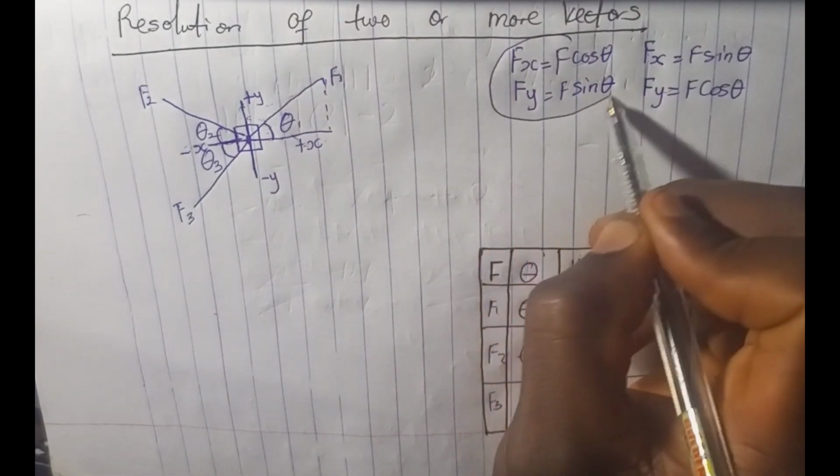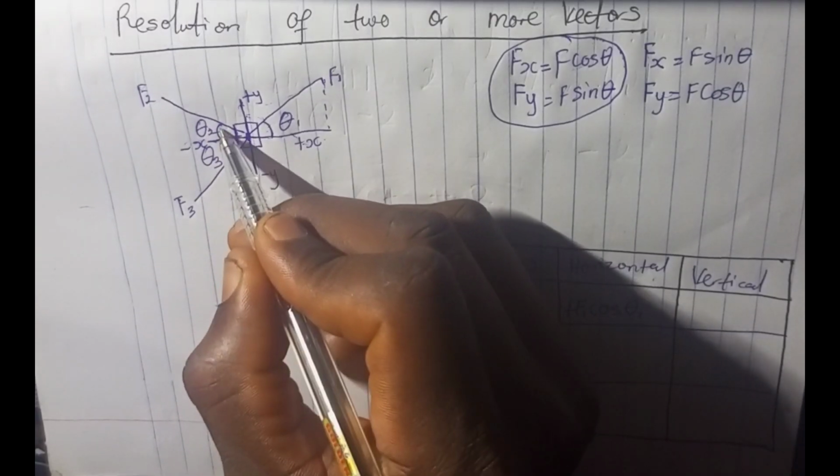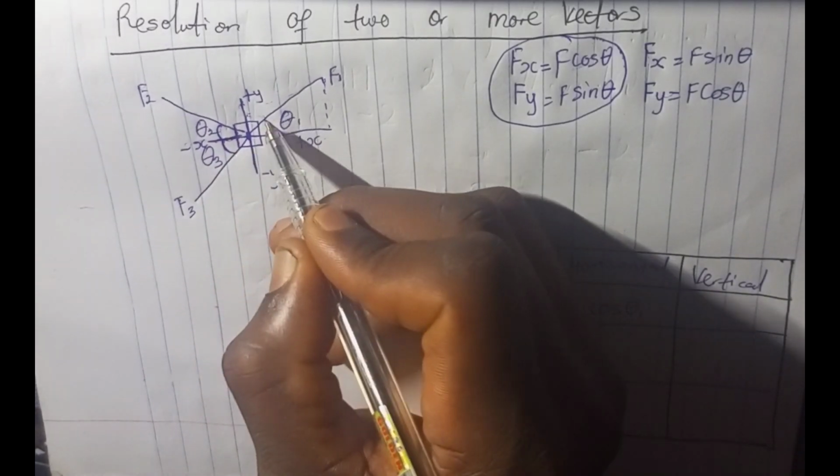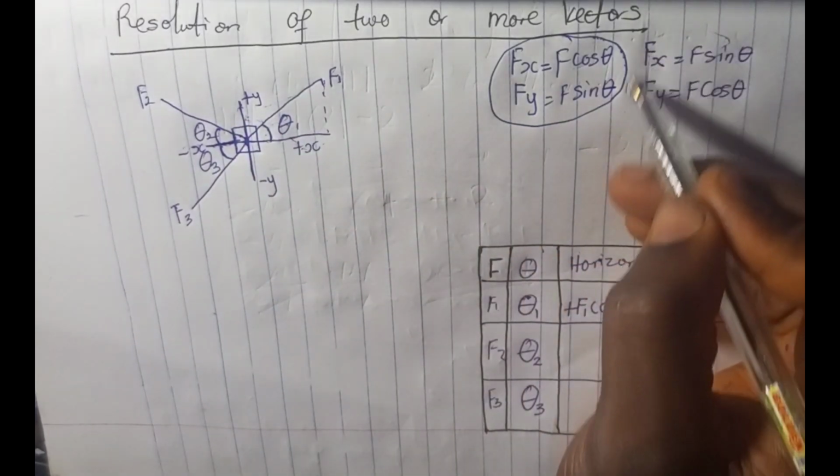Remember, we are taking these two formulas. The reason is that these angles of inclination are touching the horizontal axis. Look at them. Had it been a situation where they are touching the vertical axis, we would take the other formula.